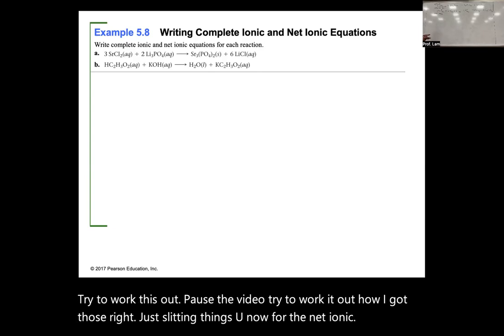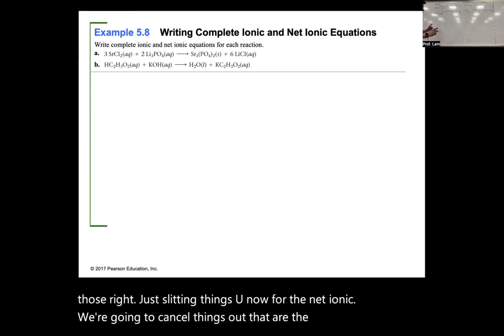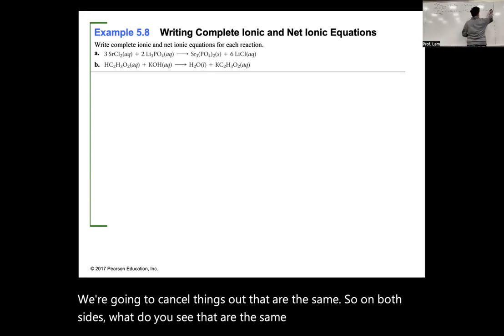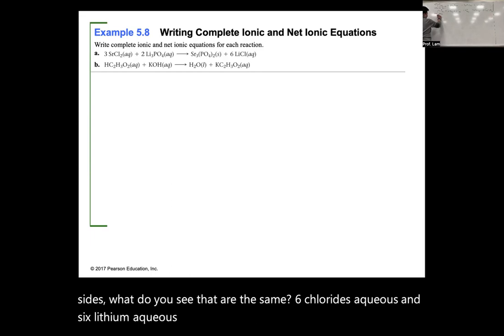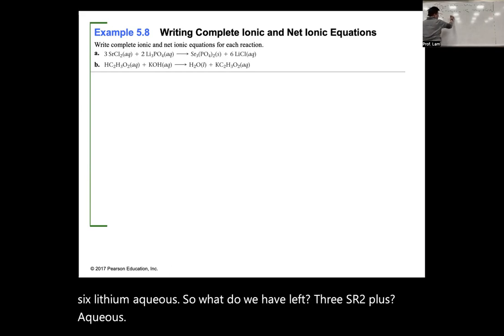we're going to cancel things out that are the same. On both sides, what do you see that are the same? 6 chlorides aqueous and 6 lithium aqueous. So what do we have left? 3Sr2+ aqueous plus 2PO4 3− aqueous goes to Sr3(PO4)2 solid.